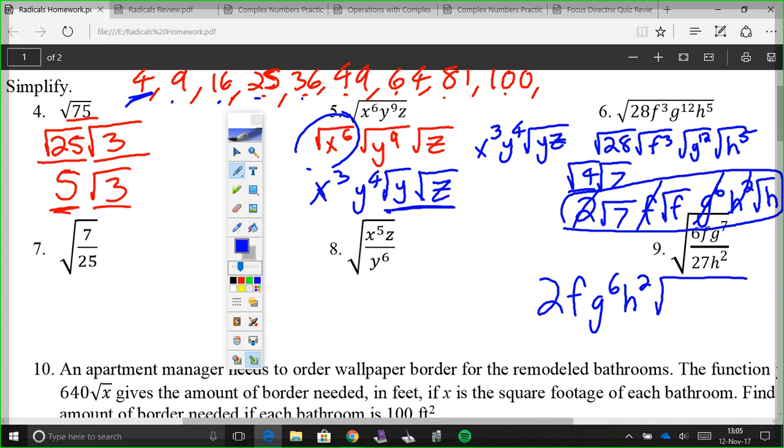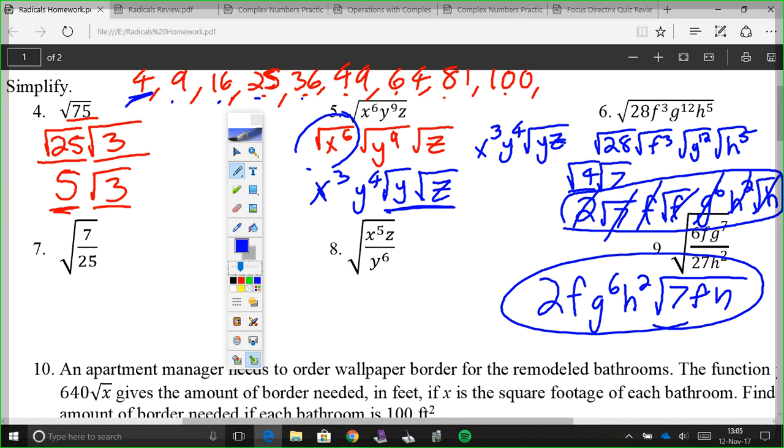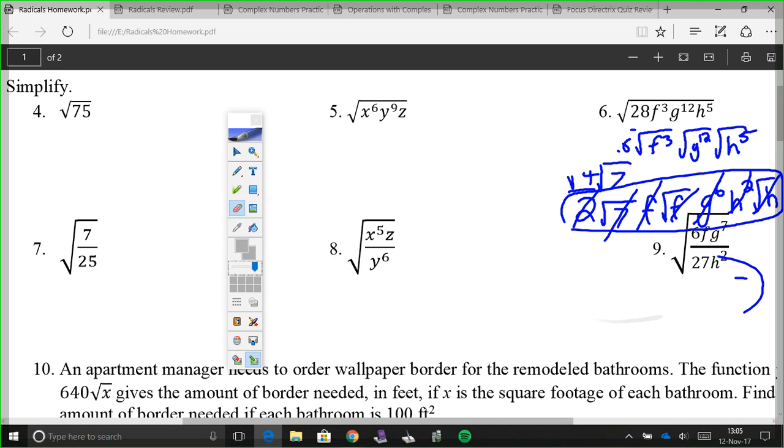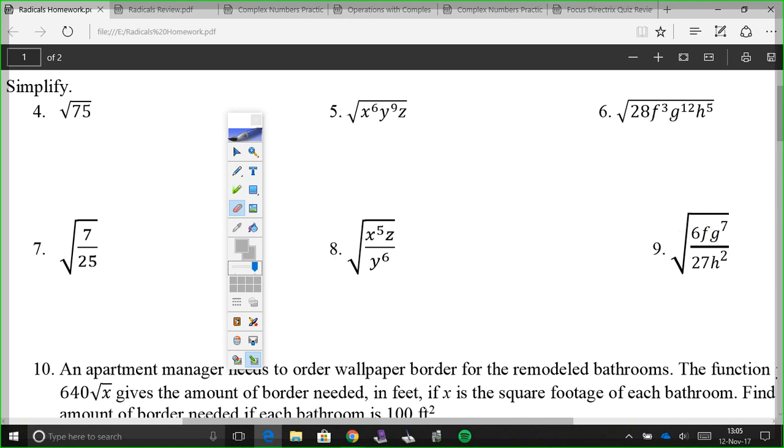And what's inside the square root is I have a 7, f, and an h. So there's my final answer, all cleaned up. It's basically the same thing, but I just made it look a little bit more presentable. All right, so let me clear off everything I've got on my screen, just so I have a little more room.